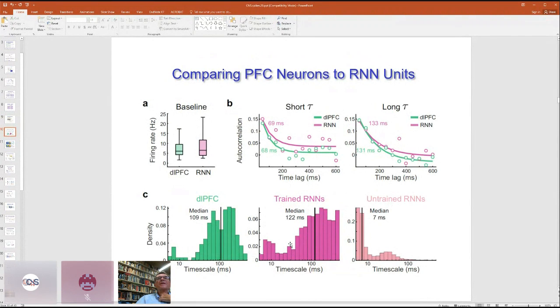So the learning did create this internal state where it was able to hold on to the information over hundreds of milliseconds. And if you separate out those that are below the median, comparing the dorsolateral versus the recurrent, they're quite similar, on the order of 70 milliseconds for the short and then about 130 milliseconds for the long. So we think we actually have a pretty good handle on the distribution.